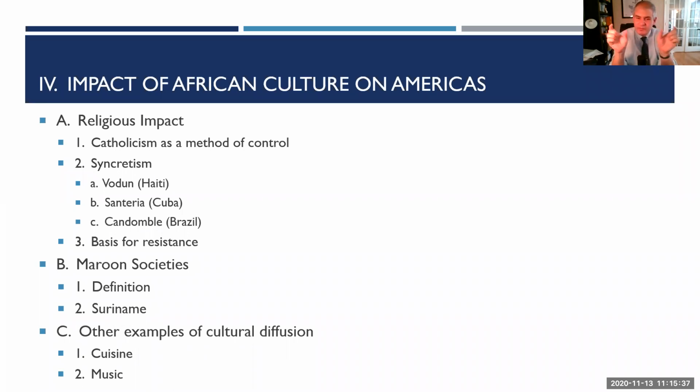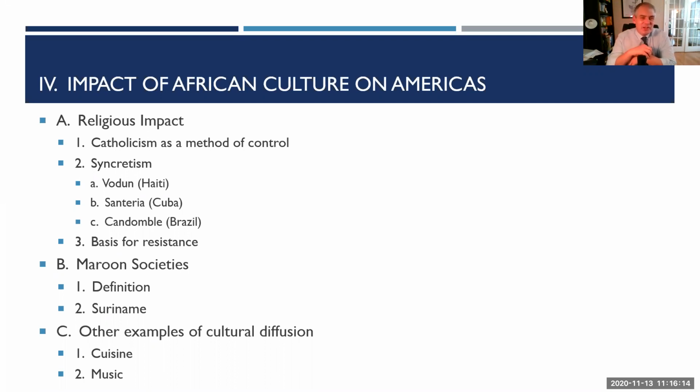Syncretism is the effect of where two things come together to create something new. So in this case, you have African religious tradition combining with Catholicism to produce new forms of religion within the Americas. And Vodun, which is a variation of voodoo, which we largely see in Haiti, Santeria, which is in Cuba, and Candomblé, which is horribly pronounced, which is in Brazil. So these three are examples of religions that combine Catholicism with African traditional religions.